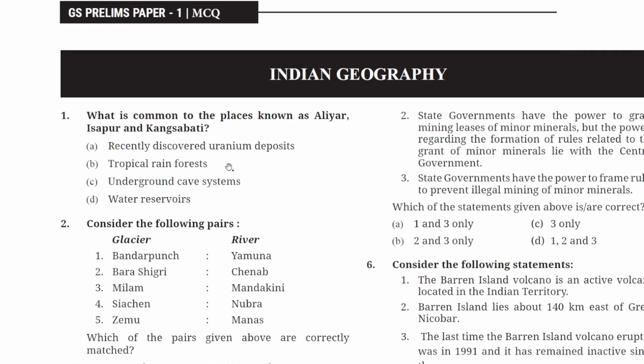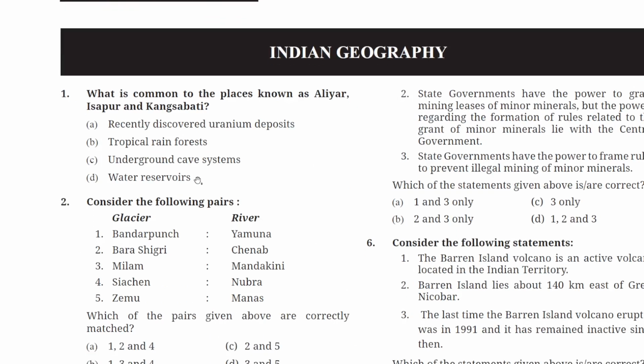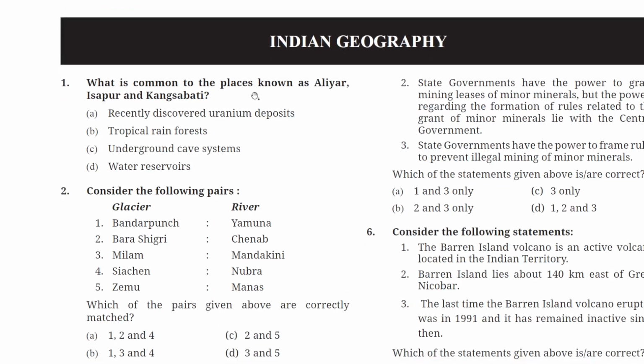Moving forward, questions of Indian geography. What is common to the places known as Aliyar, Isapur and Kangsabati? So you should know these places in Indian geography and what is the most common feature that has been seen in these three places. So the answer should be water reservoirs.